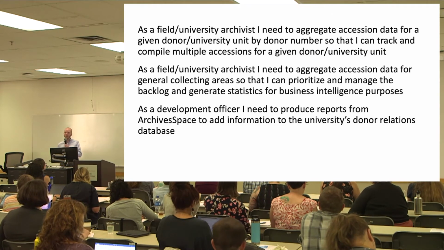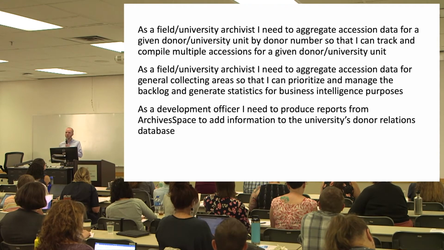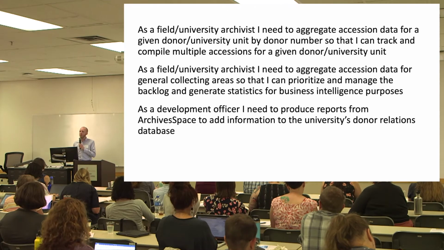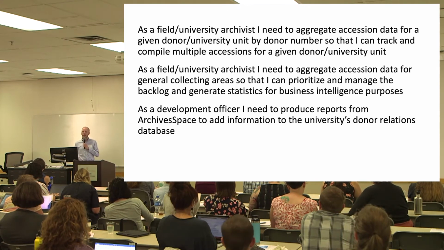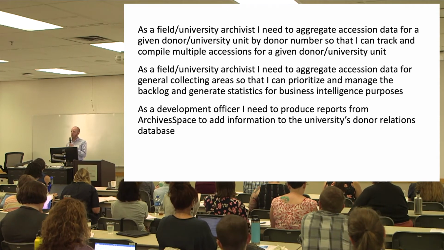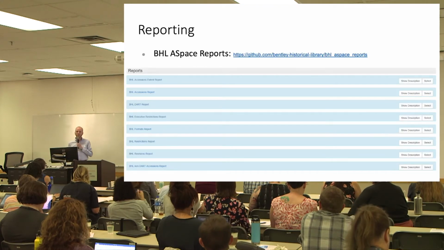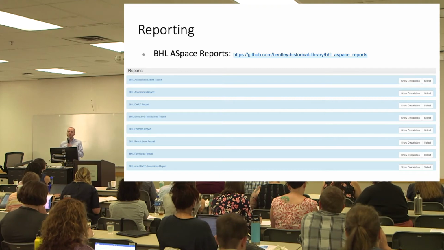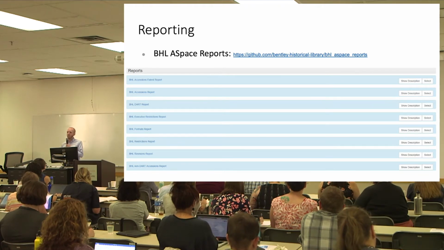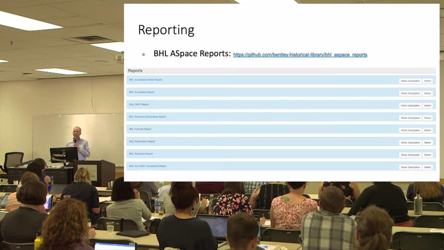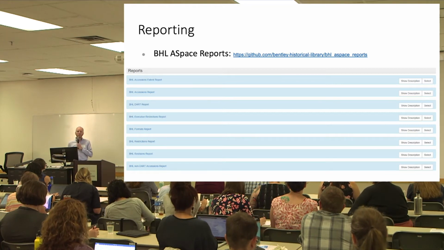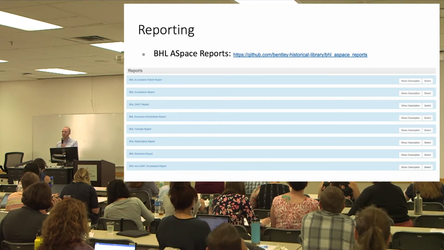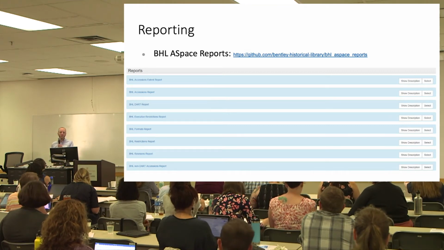And then the final local need that was identified was a lot of needs around reporting. A lot of people needed to report on accessions, what's in the backlog, who donated stuff, how much stuff has been donated. Out of the box, ArchivesSpace has a lot of default reports, but we used a plugin to make a lot of custom reports that generate the information that we need in particular. So rather than using default reports and having to do a lot of filtering and cleaning them up, you can use a plugin to create some local reports that give you exactly the information you need.